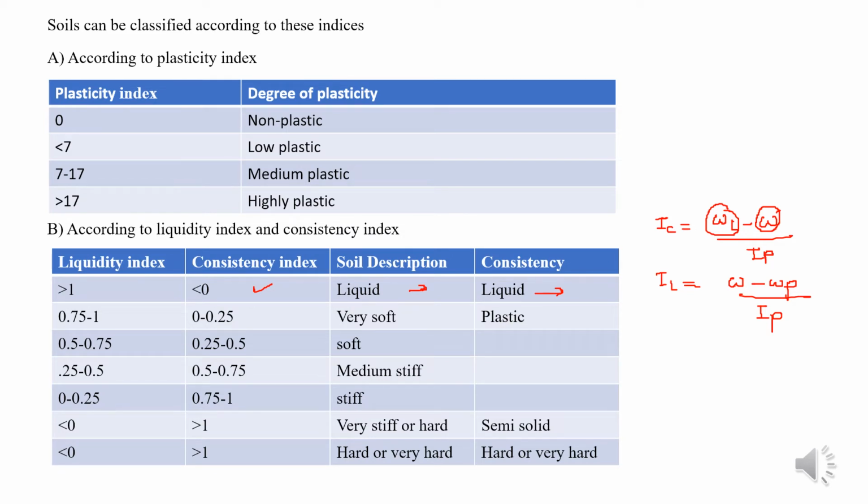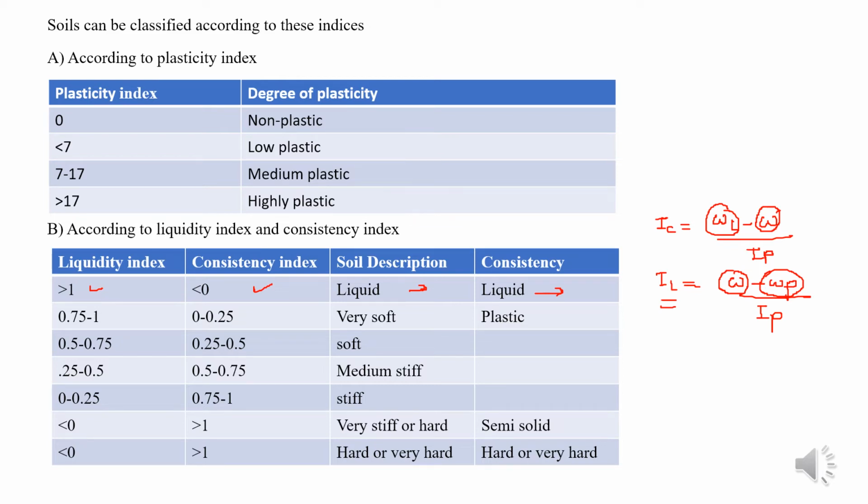Okay, so here we can see the corresponding IL value is greater than 1. That is, we see the IL value is greater than 1 means the water content is greater than that of my liquid limit of the soil, right? So in that case, it's greater than 1 means my water content is greater than that of my plastic limit of the soil, right?